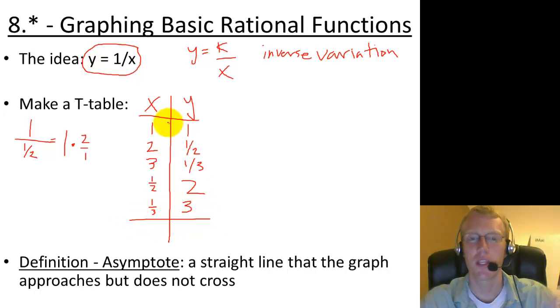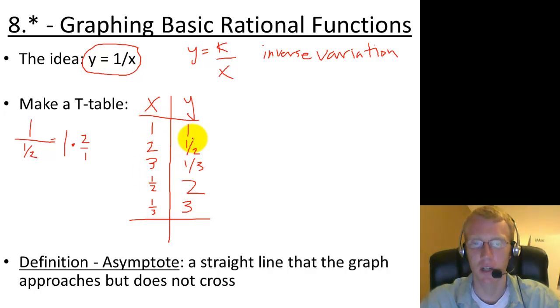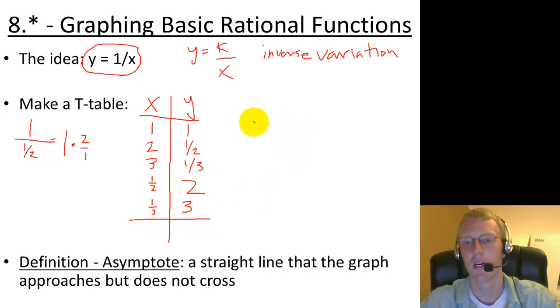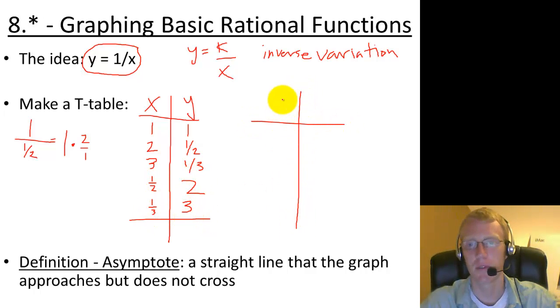Okay, so you get this kind of idea that if the x value is getting bigger, the y value is getting smaller. But if the x value is getting smaller, the y value is getting bigger. I also want to do a t-table, same exact numbers, but negative. I mean, there's no reason you can't plug in a negative number here.